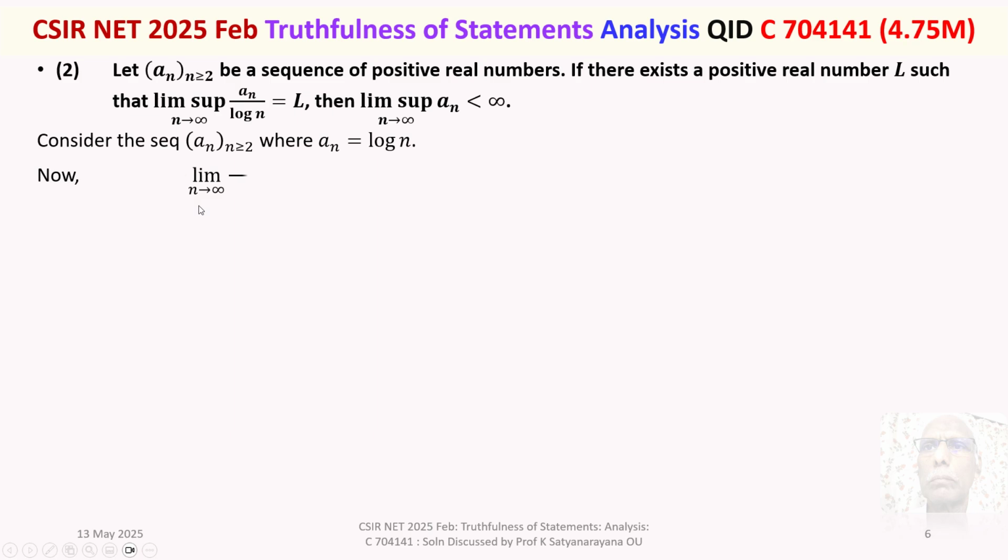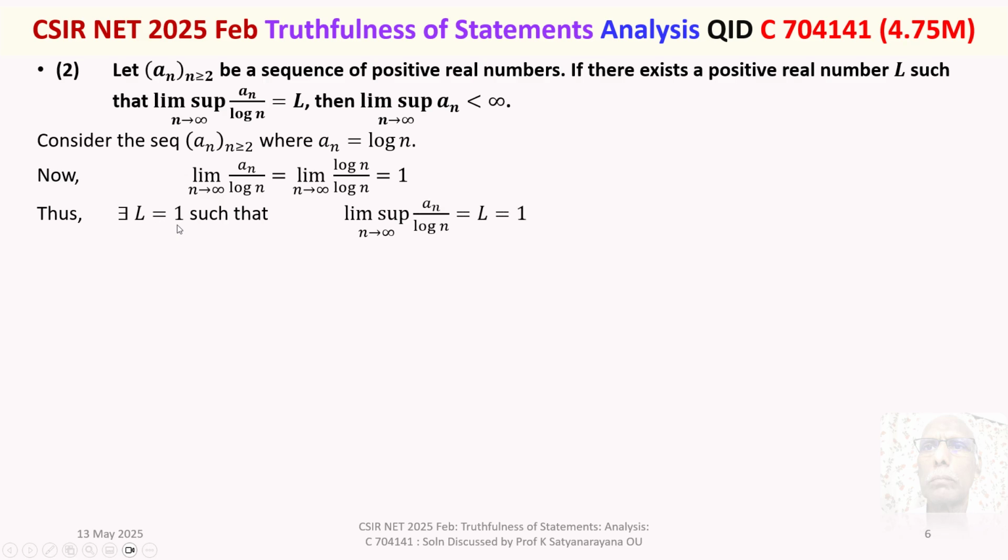Then the limit as n tends to infinity of a_n by log n is the limit of log n by log n, which is 1. So we have a positive real number L equal to 1 such that the limit superior can be L. Because the limit exists, the limit superior certainly exists and it is equal. So now there exists L equal to 1, a positive real number, such that the limit superior of a_n by L log n is L, that is equal to 1.